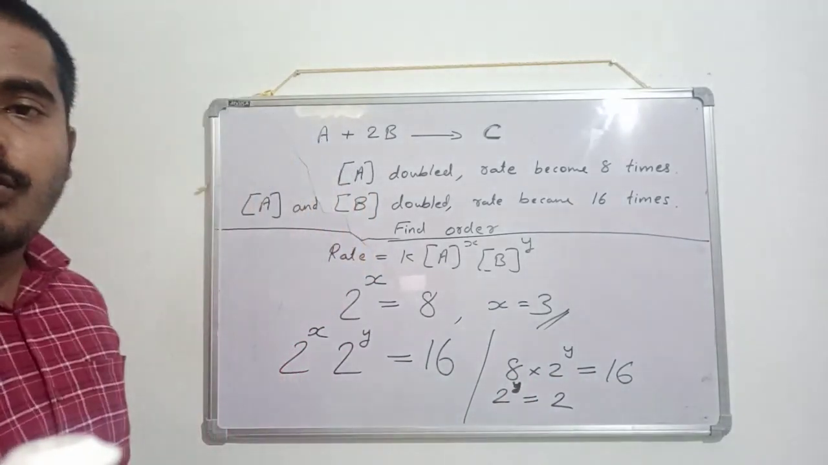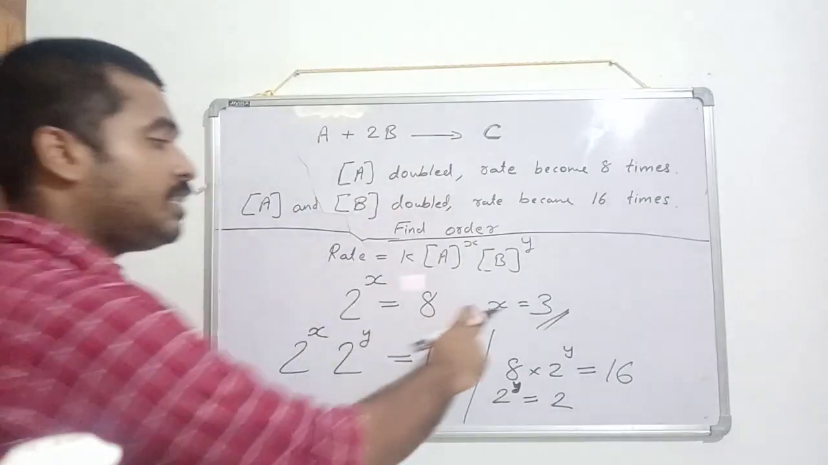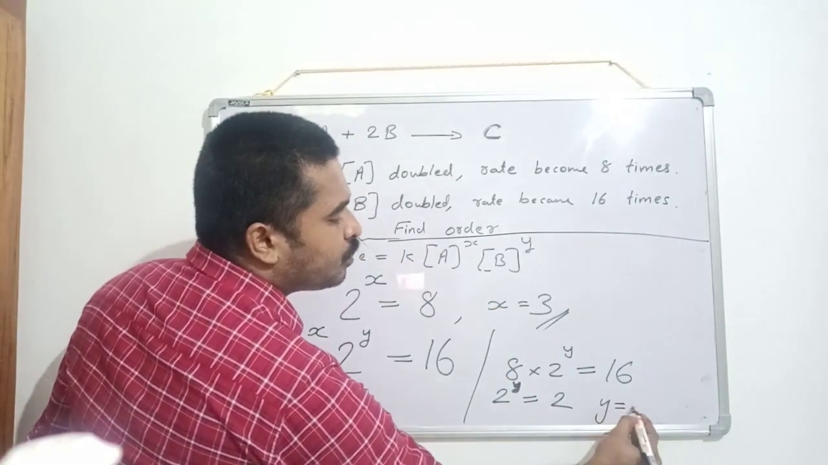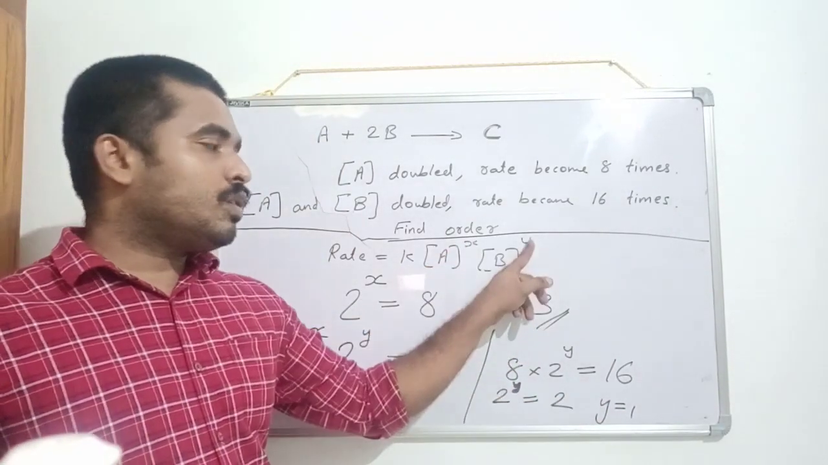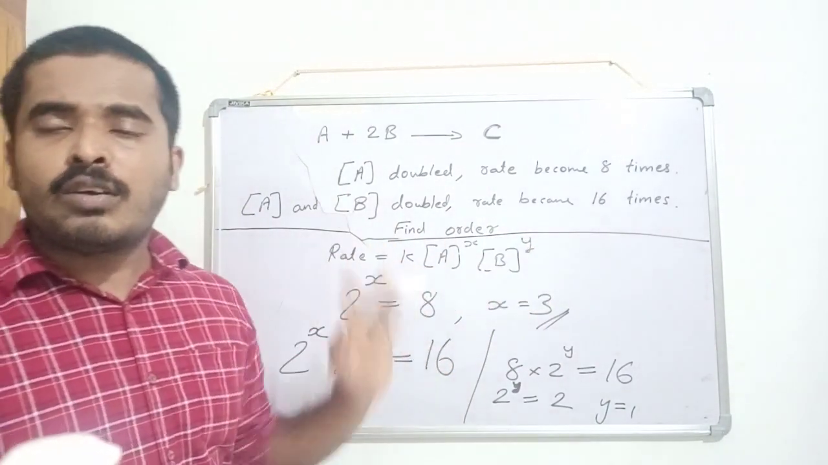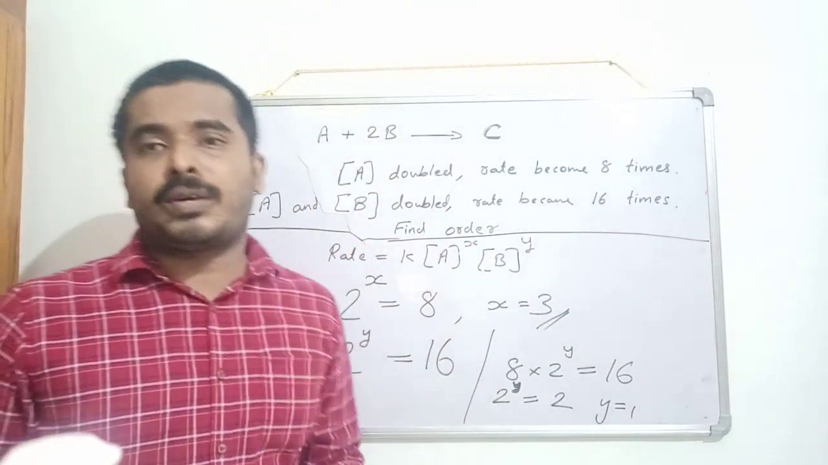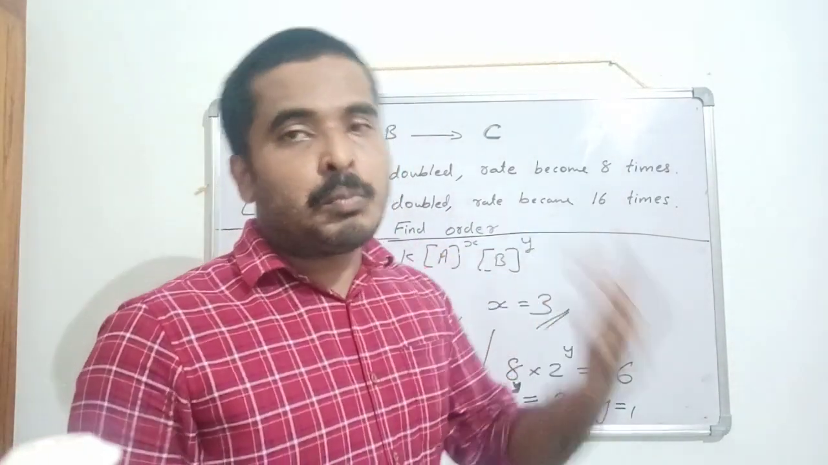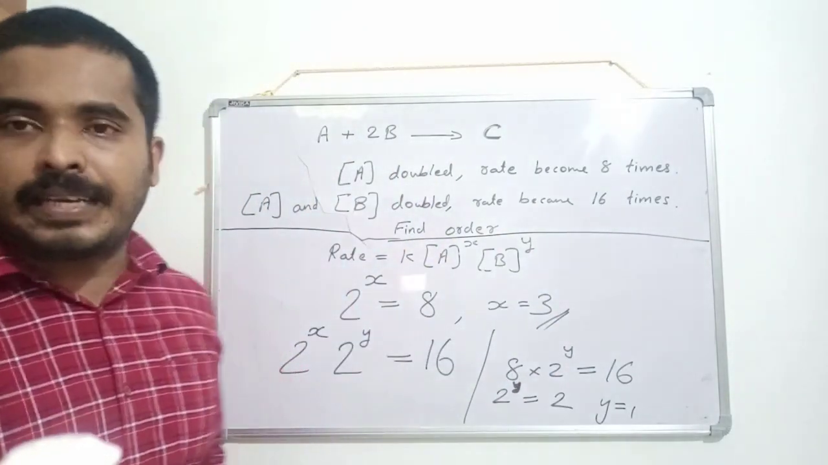So what is the value of y? 2 raised to y is 2, that means y is 1. So we got x equal to 3 and y is equal to 1. Overall order is 3 plus 1, 4. These questions are very important, and such questions are asked in competitive exams as well as board exams. So be thorough with these types of questions.